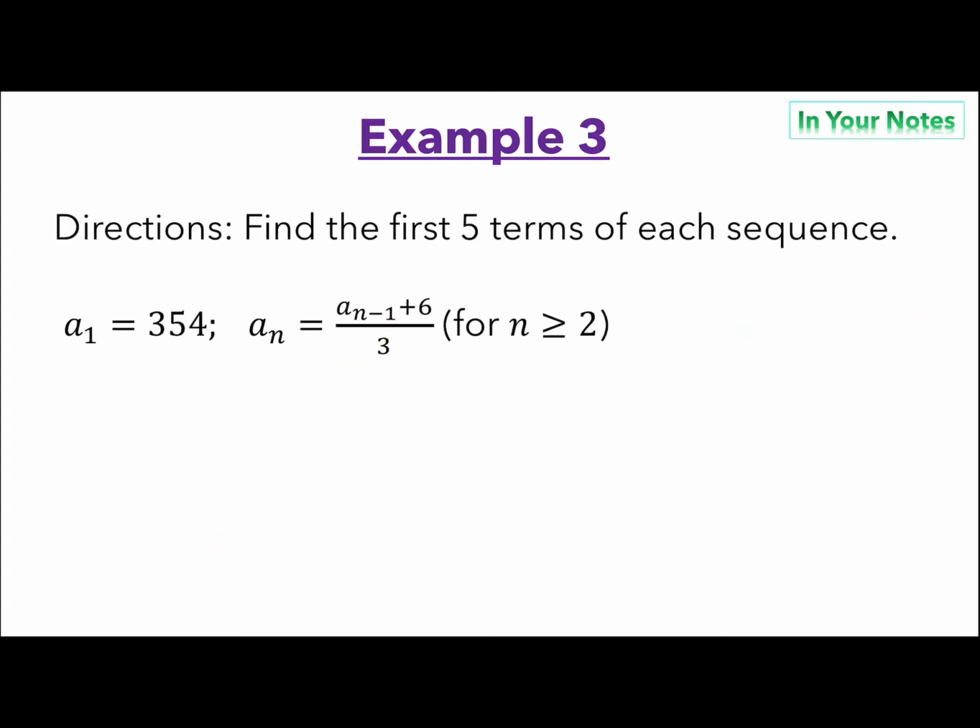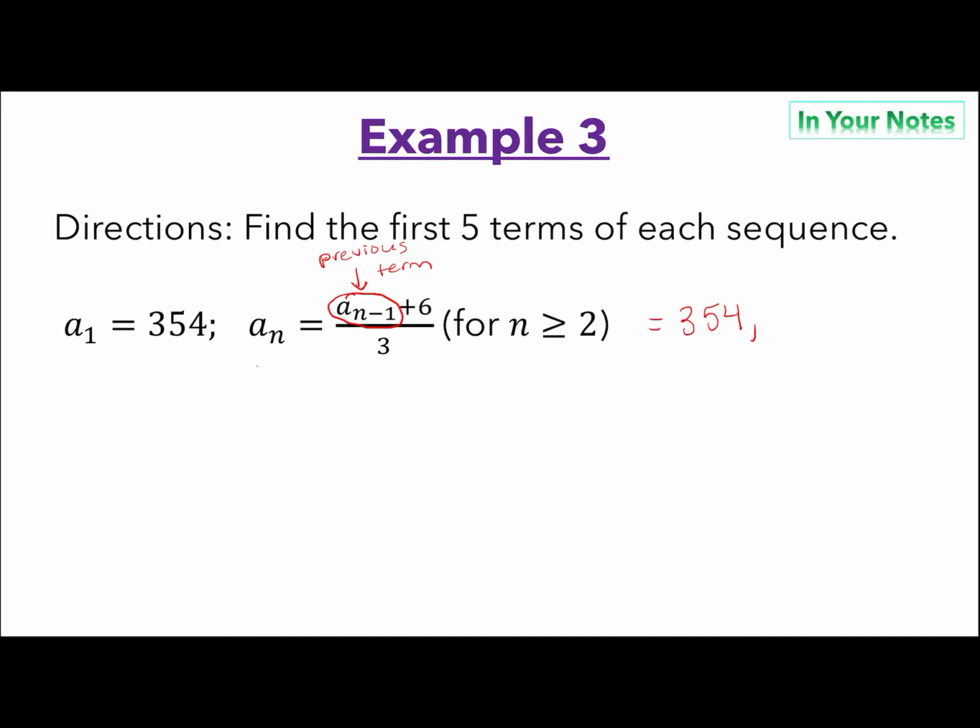Example 3. Again, find the first 5 terms. A1 is 354. They gave us our formula. So my answer is going to start with 354, and then I have to find out what the next ones are. So let's look at this. We got another a sub n minus 1. Again, that means previous term. So it's asking us to add the previous term plus 6 and then divide that by 3.